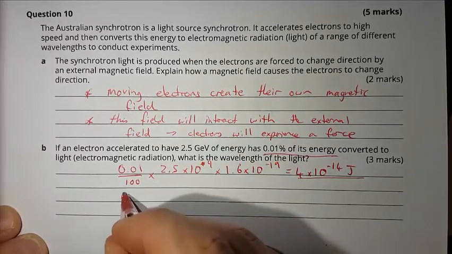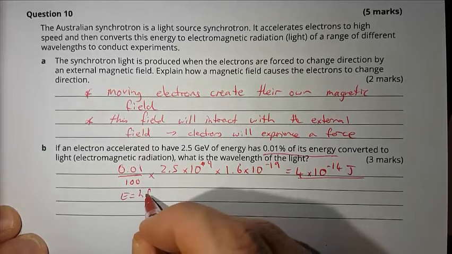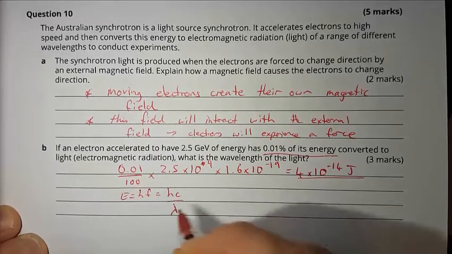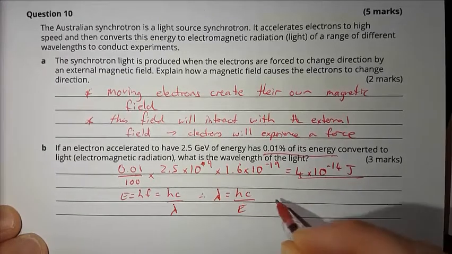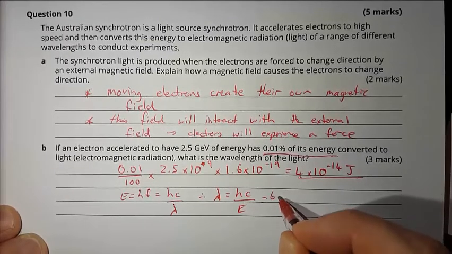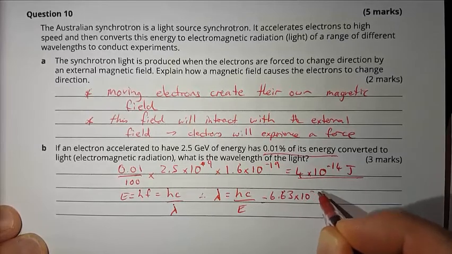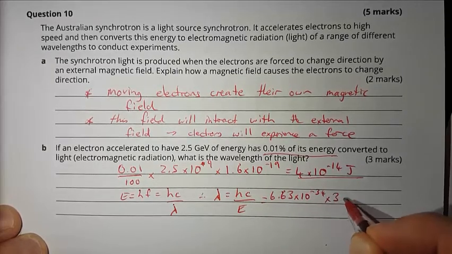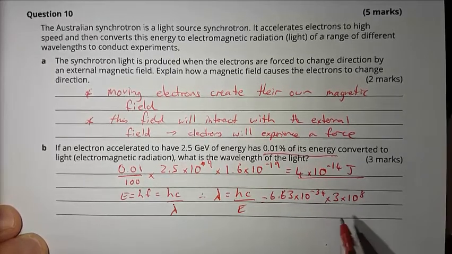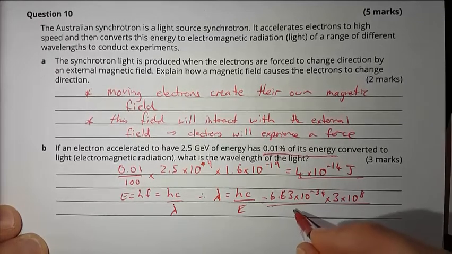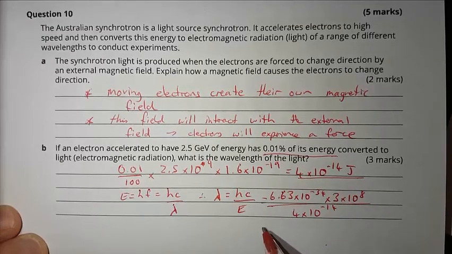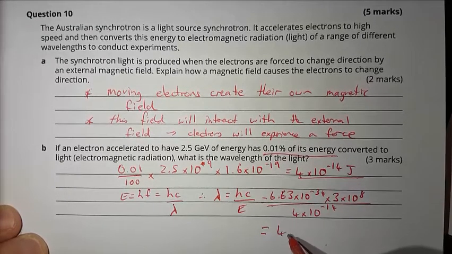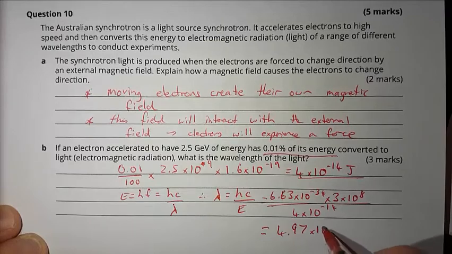So if you have E equals hf, which is equal to hc on lambda, therefore your lambda is going to be equal to hc on E, which is going to be equal to 6.63 times 10 to the negative 34. Divide that by 4 times 10 to the negative 14. Put that in your calculator, which I did earlier, and you should get 4.97 times 10 to the negative 12 meters.